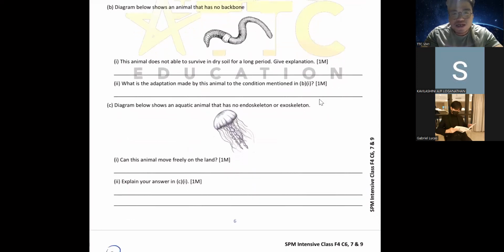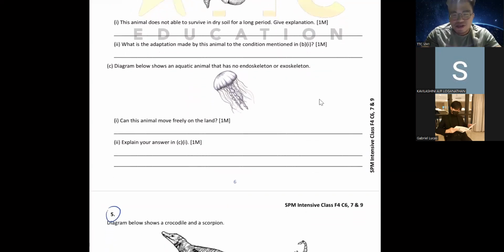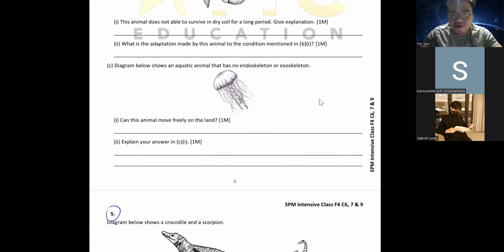Okay, number 2, what is the adaptation? How do they cope with this situation? They stay in moist soil. That's how they adapt. Or you can say they stay in cool and damp places. They want somewhere wet and dark. That's when you see them. I'm not going to write, okay? If you need me to, then tell me.